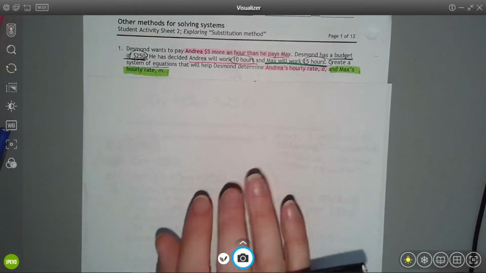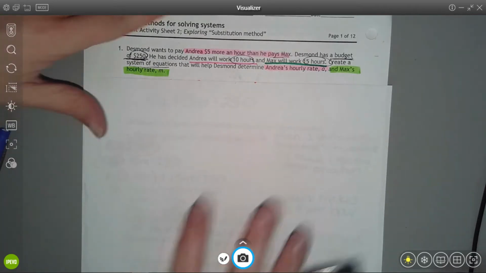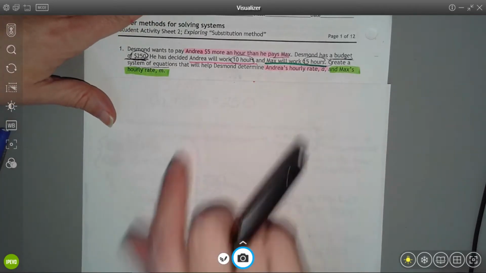Desmond wants to pay Andrea $5 more an hour than he pays Max. Desmond has a budget of $250. He has decided that Andrea will work 10 hours, Max will work 15 hours. Created a system to show Andrea's hourly rate and Max's hourly rate. So Andrea gets A, Max gets M.